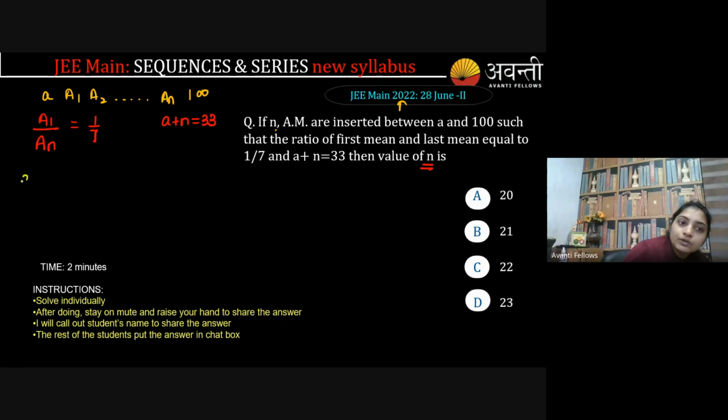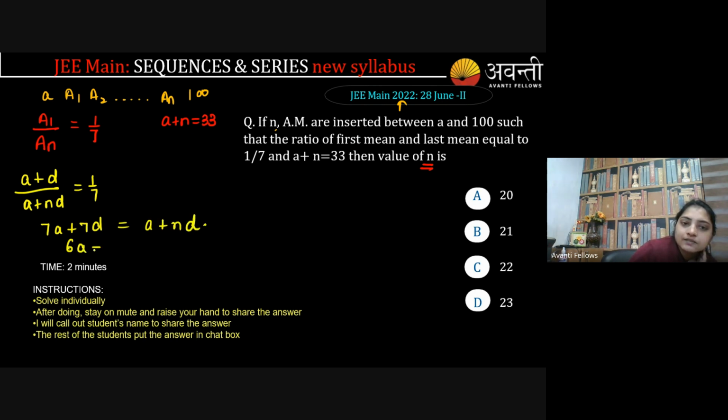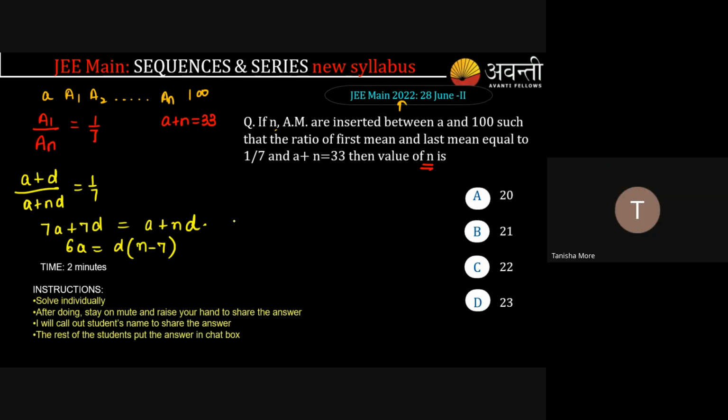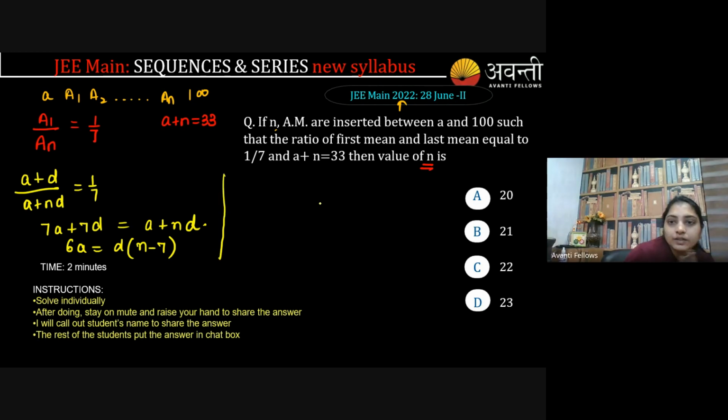Yes, ma'am. So it can be rewritten as A plus D, and this is written as A plus nD. They are equal to 1/7, right? So 7A plus 7D is equal to A plus nD. It means 6A is equal to D is common, n minus 7. Noted? Yes, ma'am.